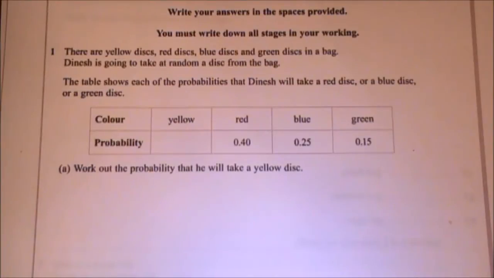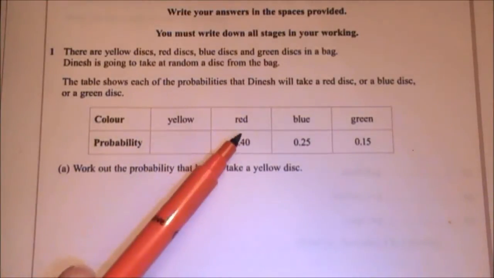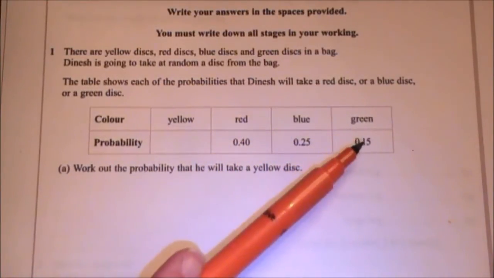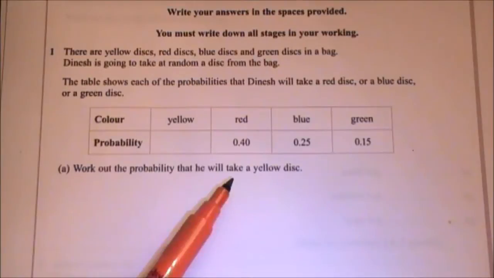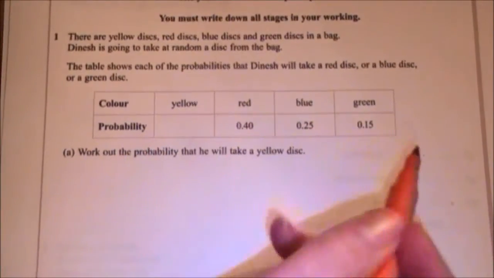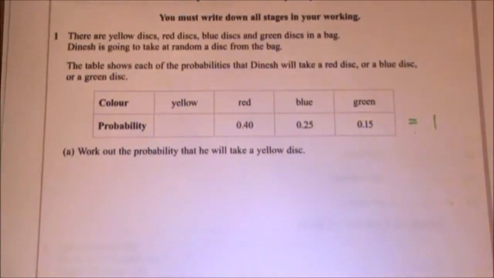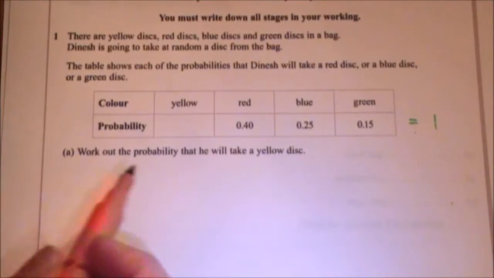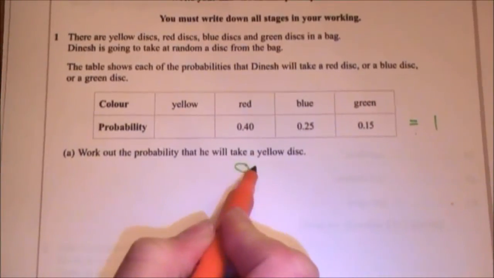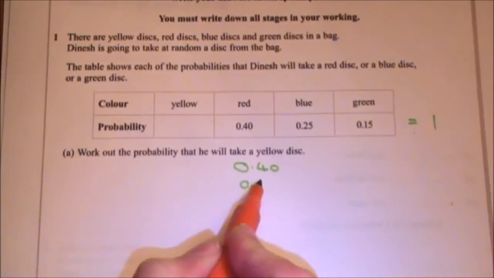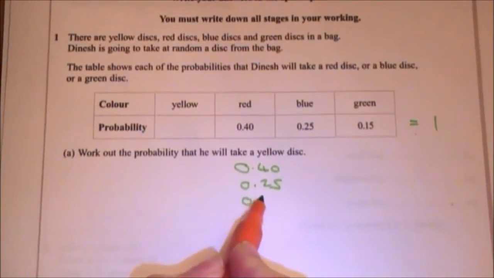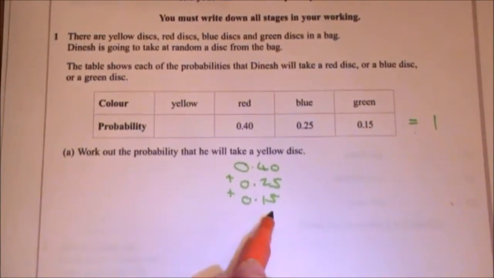Dinesh is going to take at random a disc from the bag. The table shows each of the probabilities that Dinesh will take a red disc, or a blue disc, or a green disc. Work out the probability he will take a yellow disc. Now probabilities always sum to 1. So what I need to do is take that 0.40, take the 0.25, take the 0.15, add them together.